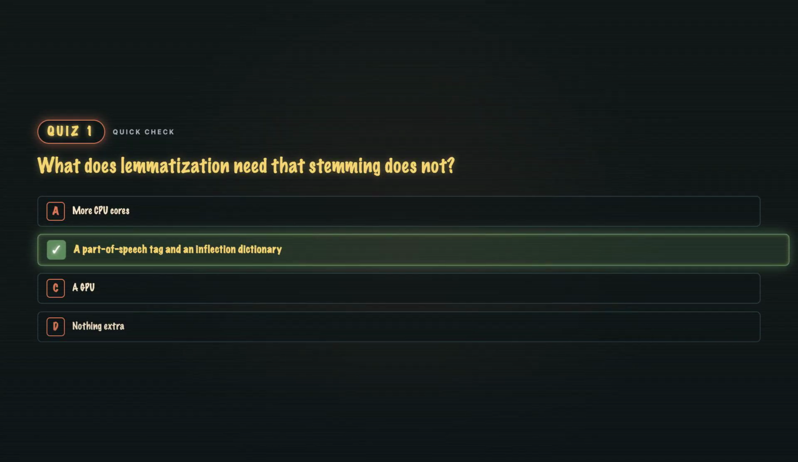B. Part-of-speech and a paradigm dictionary. Because knowing that ran maps to run requires knowing that ran is a verb in past tense. Stemming skips that entirely. It just chops suffixes with fixed rules.